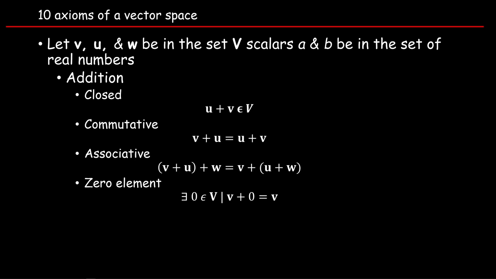And then lastly, it's the inverse. That means there exists some vector, we're just going to call it negative v, in the set capital V, such that when you add vector v plus negative v, that'll just give you 0. That's pretty much it for the addition axioms.